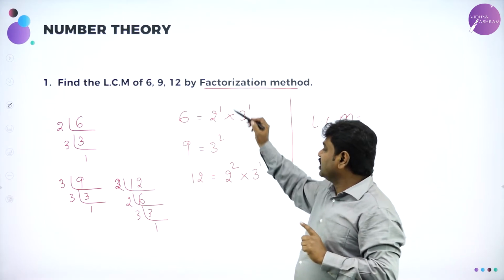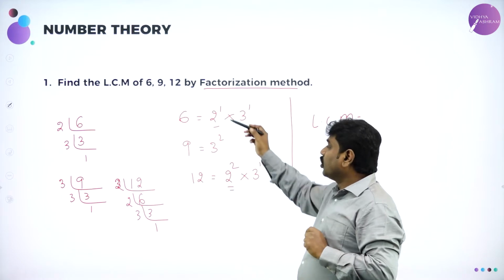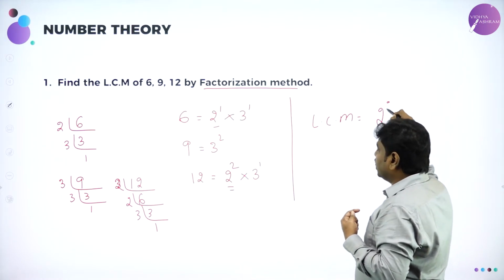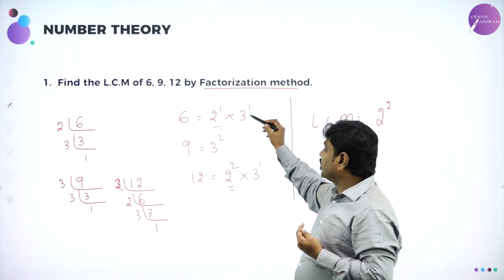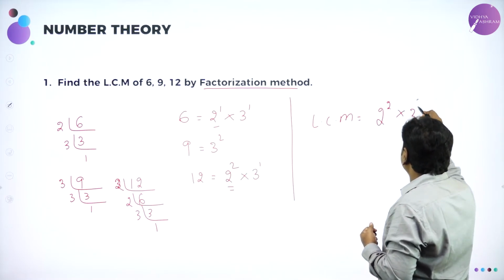See now, 2 power 1 is there, here 2 power 1 is there, but here we don't have 2, but here we have 2 power 2. Out of 2 power 1 and 2 power 2, which is greater? 2 power 2, select that. And 3, we have 3 power 1, 3 power 2 and 3 power 1. So out of 3 power 1 and 3 power 2, which is greater? 3 square. So we should take the highest power factor.